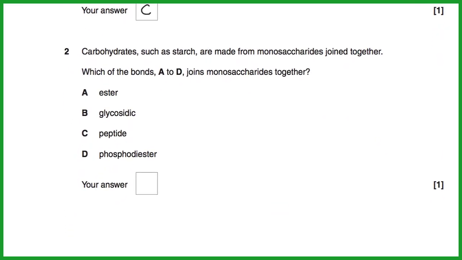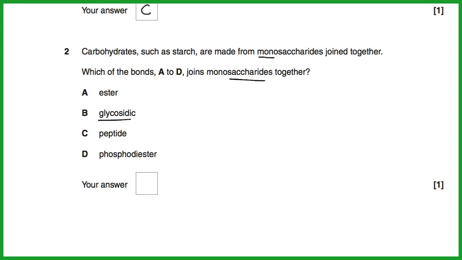So carbohydrates such as starch are made from monosaccharides joined together. So mono means one. Remember in biology we've got mono, one, di, two, tri, three, and poly, many. And the suffix saccharide means it's a sugar. So which of the bonds joins monosaccharides together? Well, this would be a glycosidic bond.